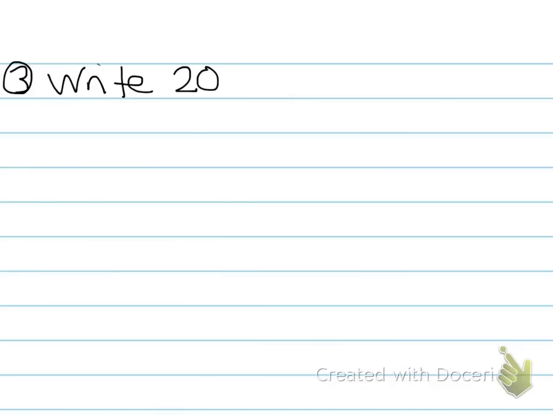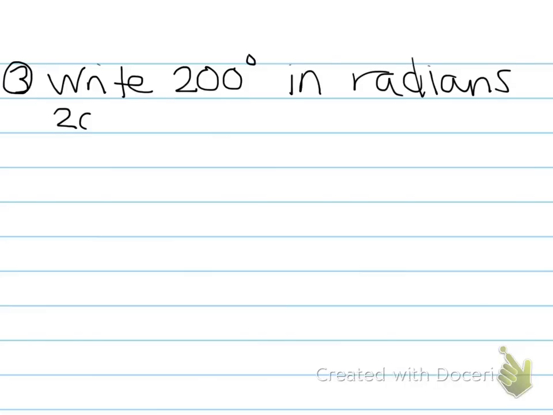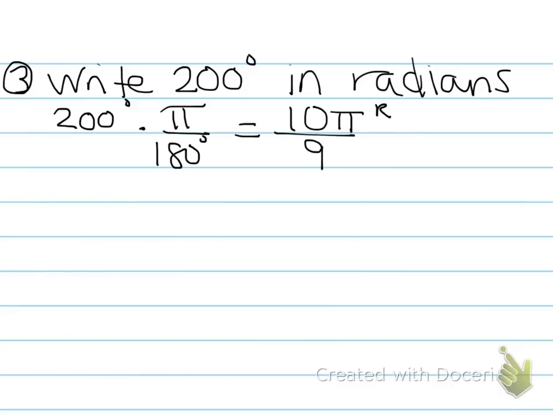3. Write 200 degrees in radians. Well, we're going to take our 200 degrees and multiply by pi over 180. Remember, unit cancellation, our degrees are going to cancel out. And when we do this, we get that this equals 10 pi over 9 radians. Or if you used your calculator, maybe it just gave you the answer of 3.49 radians.